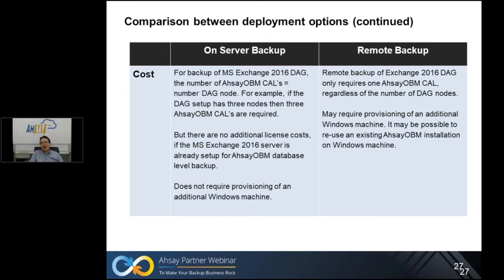Now, for remote backup, for example, with a DAG setup, you only require 1 OBM CAL, regardless of the number of DAG nodes. Obviously, for remote backup, you may require provisioning of an additional Windows machine, although it may be possible to reuse an existing OBM installation on the Windows machine for MailLevel Backup.